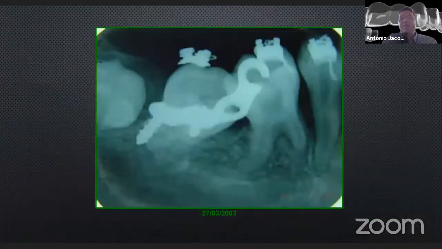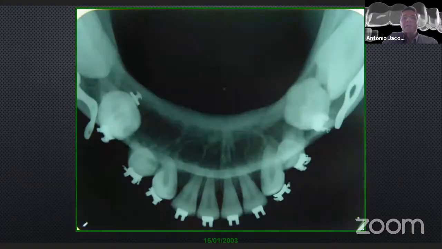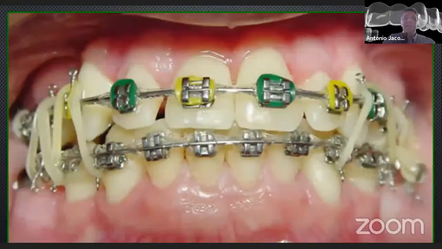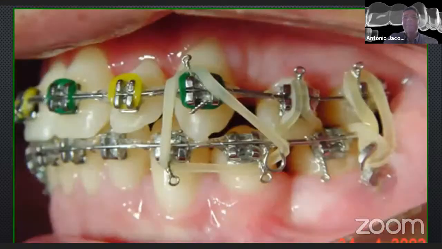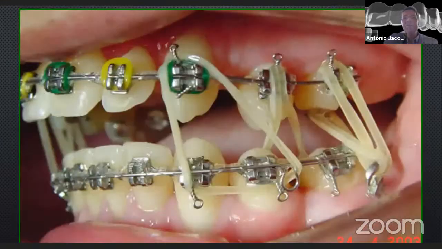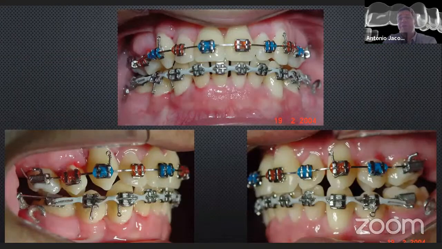You can see the dilaceration of the roots of the molars. But anyway, he was using these elastics a lot. At this point, I just made a hook on the mini plates, also to use the elastics, and we are getting to a nice occlusion now. This was the result that I was achieving.